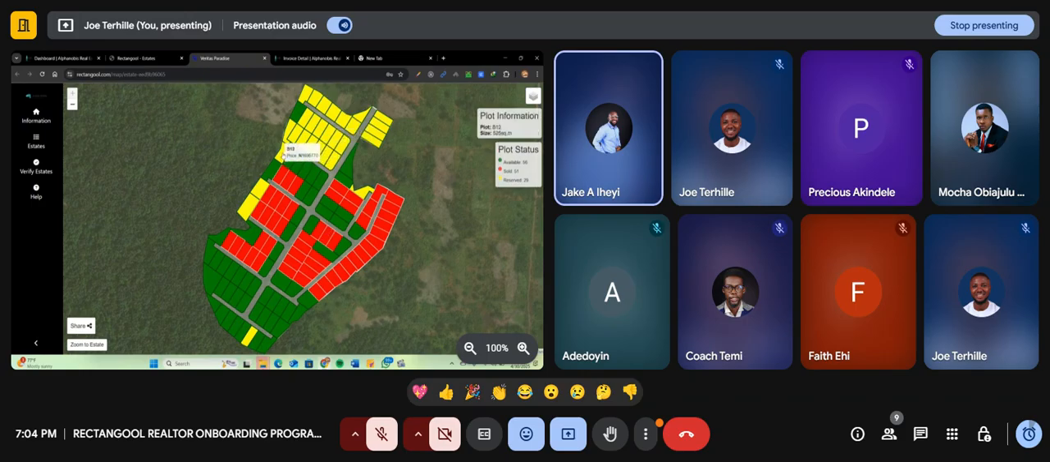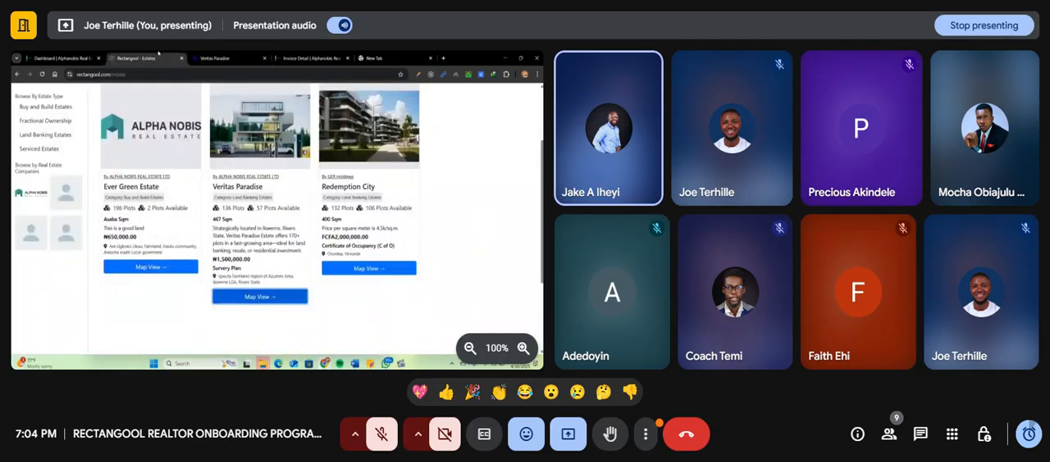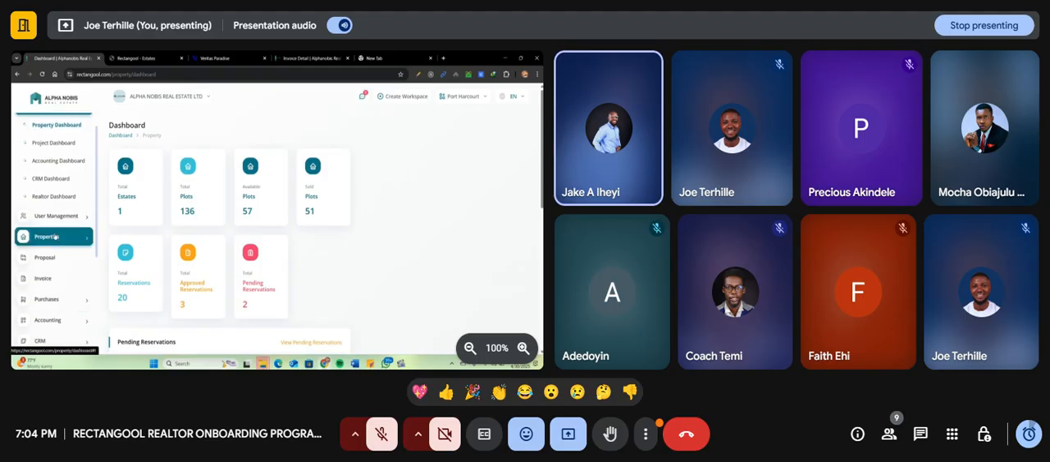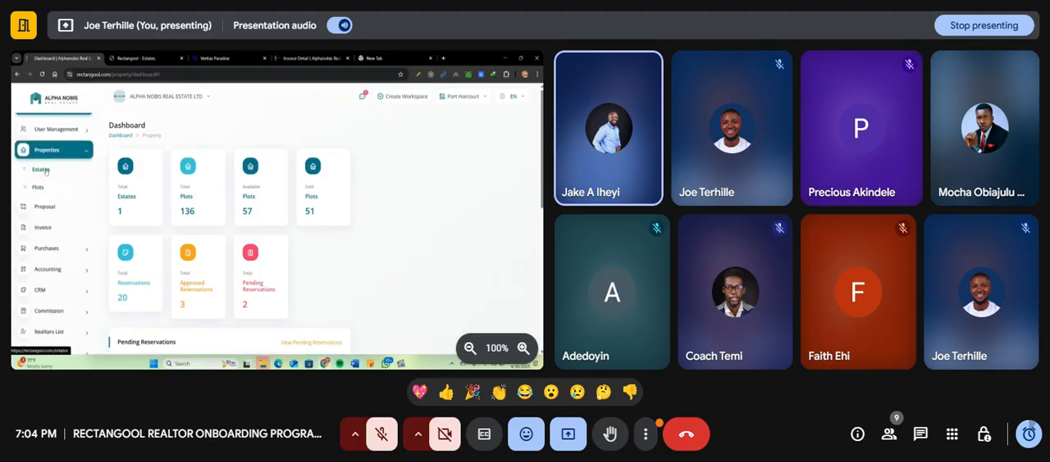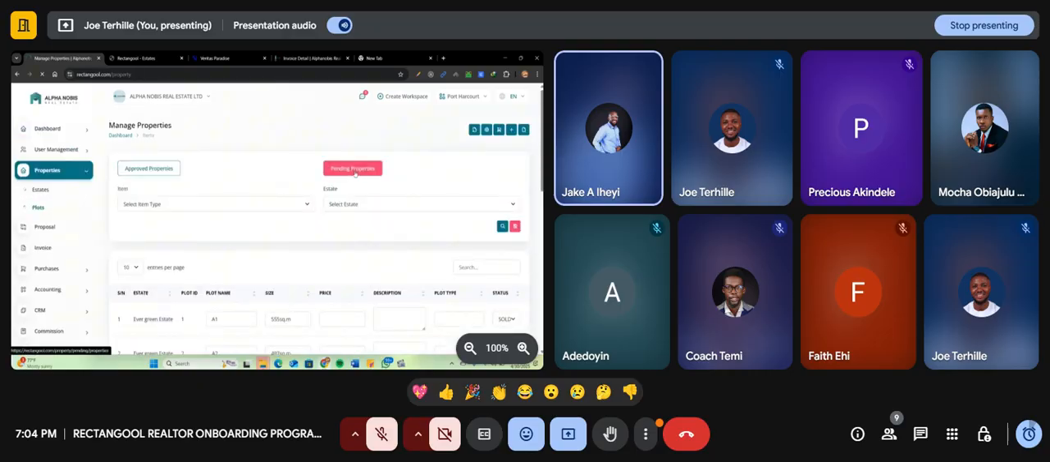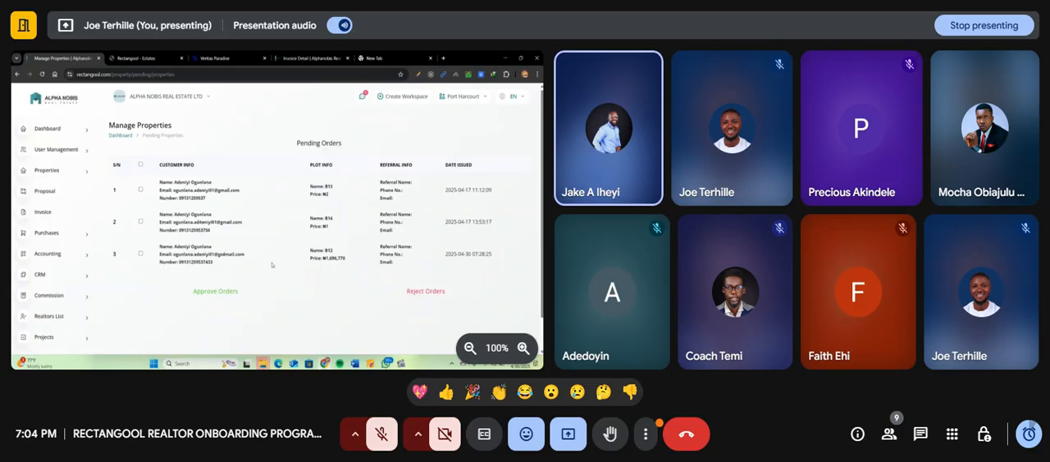Now on this layout, the red one stands for plots that have been sold, while the yellow one stands for plots that have been reserved or are in the process of purchase. So as the company, we can come to our company dashboard right here and come down to properties, then estates, and we can look at the pending properties to see exactly which reservations are pending. If you look over here, this is the reservation that we just made.